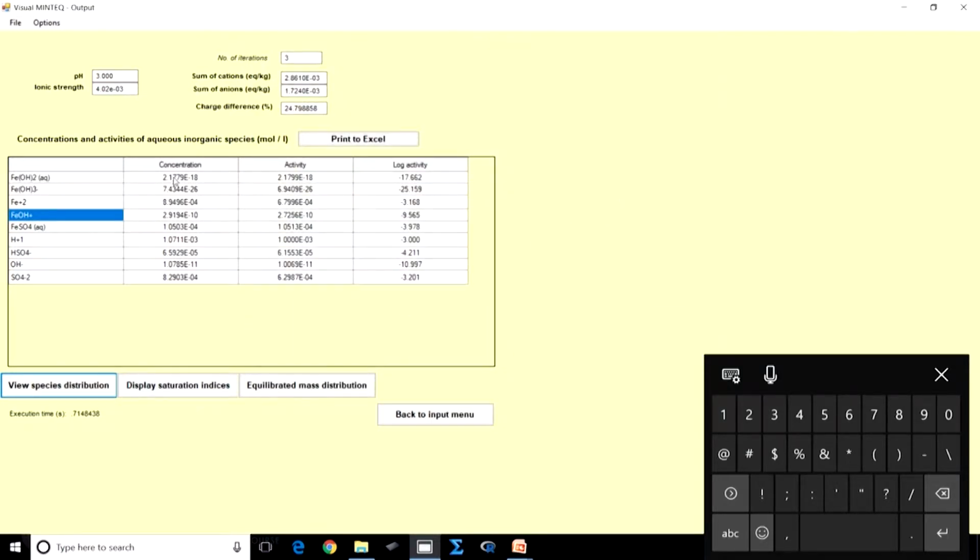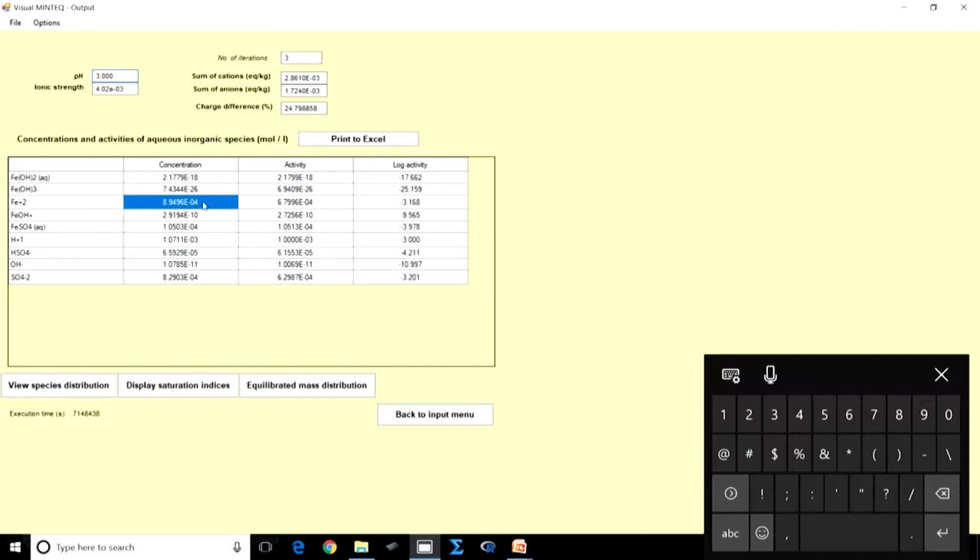So, if I look at the total concentration of Fe2+, it is present as Fe(OH)2, Fe(OH)3 with a negative charge, Fe2+, FeOH+ and FeSO4, but it is present as free metal only at this particular concentration, and that is it at pH 3. Let us see what would happen if I increase the pH.